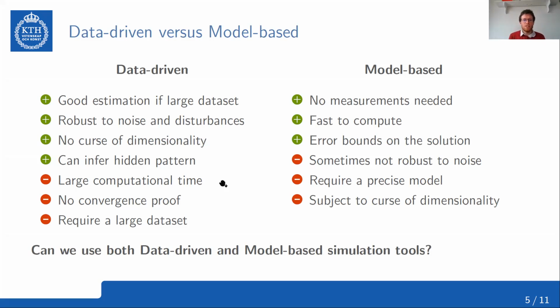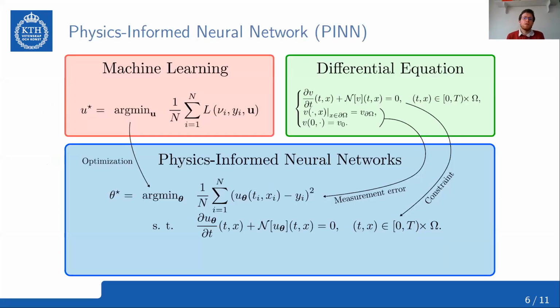So now the idea is to get the positive points of both. Can we use data-driven and model-based simulation tools? And there comes what's called a physics-informed neural network. Maybe it's not too late to say that, but if you want, you can interrupt me and ask me questions if it's not clear, of course. And at the end, you can talk with me.